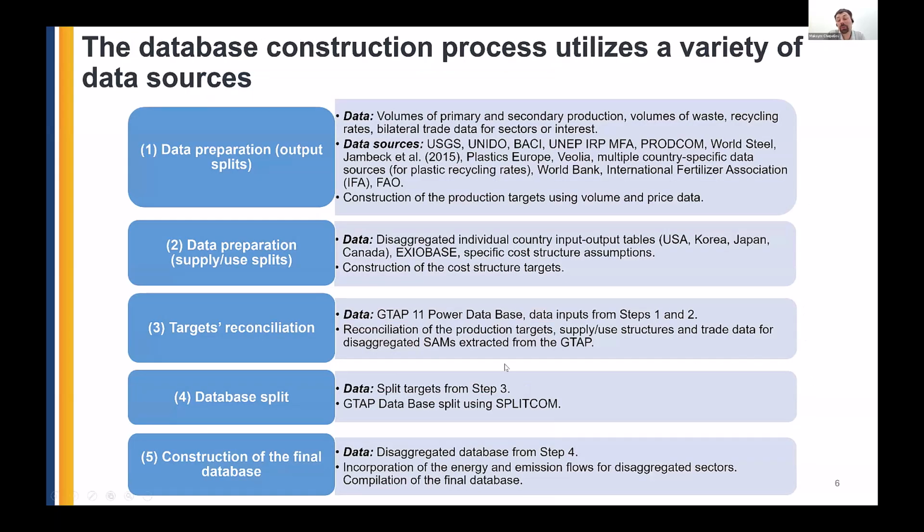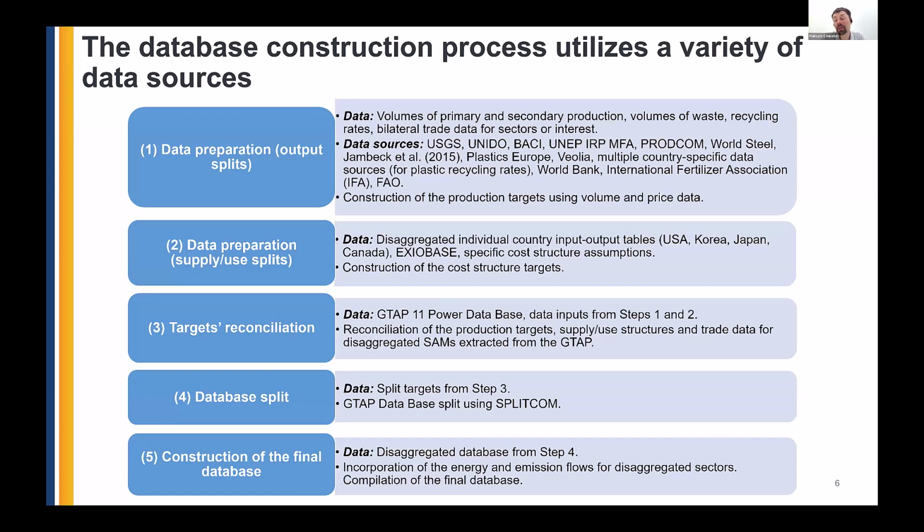So to implement this split, as you might imagine, we have done quite a bit of data processing and data collection. I won't be going into too much detail on specific data sources, and those data sources are available in the technical notes that accompany the distribution of the GTAP Circular Economy database, if you download the package, for instance, from the GTAP website. But just to briefly showcase the steps that we have implemented to develop the database. The first step includes data preparation, in particular construction of output volumes across different commodities and activities.